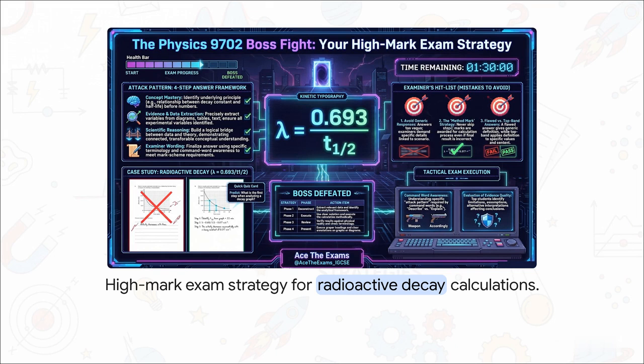Let's take a radioactive decay calculation, for example, where you need to relate the decay constant to the half-life. To solve these problems, you need to execute a 4-step attack pattern. First, master the concept and identify the underlying principle before you even look at the numbers. Second, precisely extract your evidence and data variables from whatever graphs or tables they give you. Third, use scientific reasoning to build a logical bridge between that data and your theory. And fourth, present your finalized answer using the precise terminology the examiner is hunting for. It's a calculated, highly methodical process.